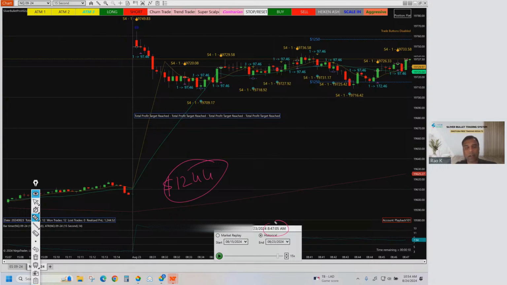Now, of course, I traded with 3 contracts instead of 1 contract, which we normally do. But this is the potential I wanted to show you, what's feasible here. So here I have achieved $1,244 in 17 minutes.